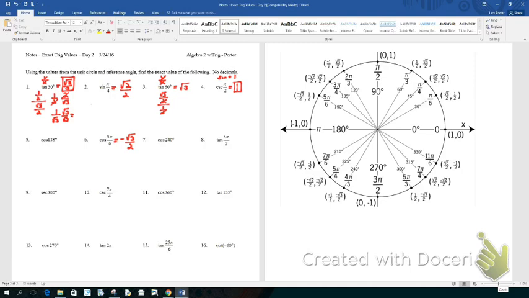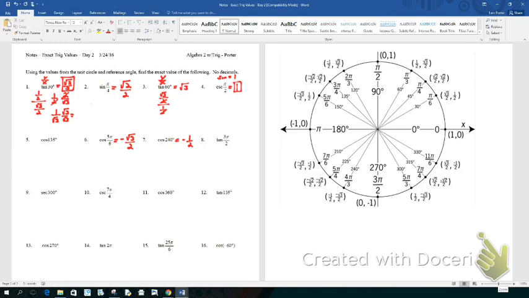Cosine of 240, if I'm working on number 7, is just going to be the first value of the ordered pair. So we find 240 degrees, and we automatically have our answer, negative 1/2.